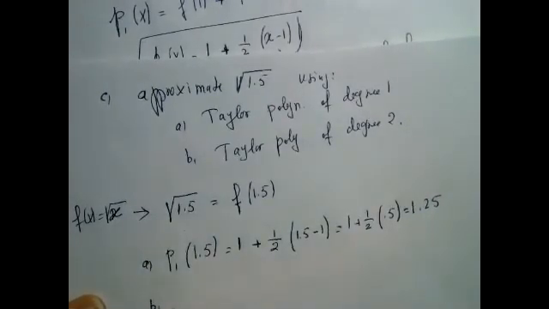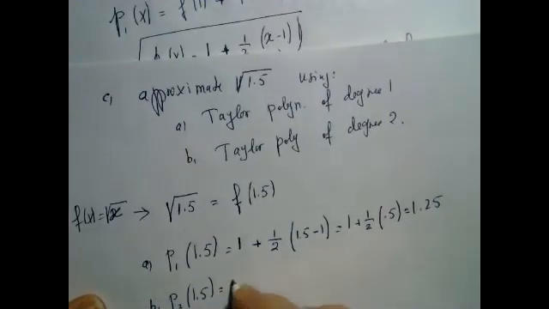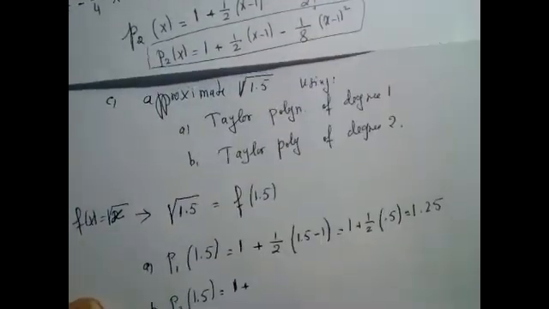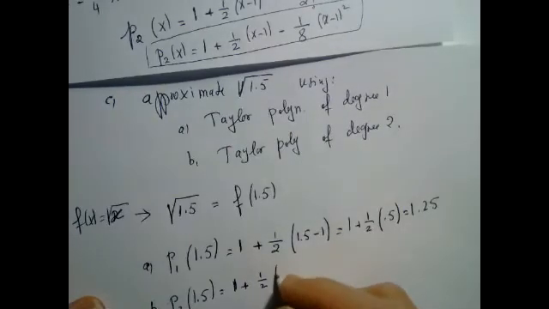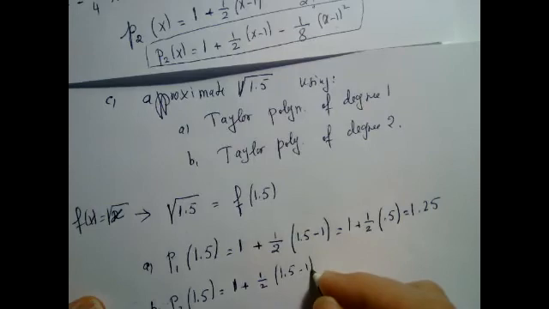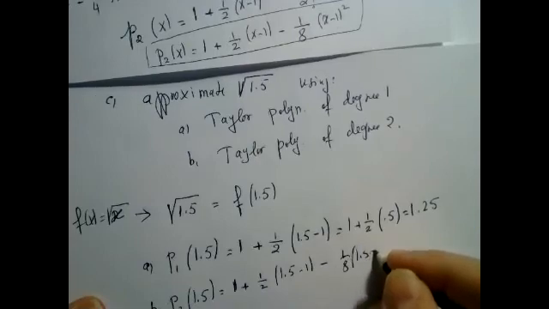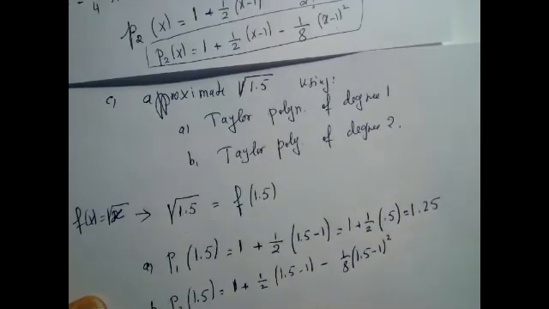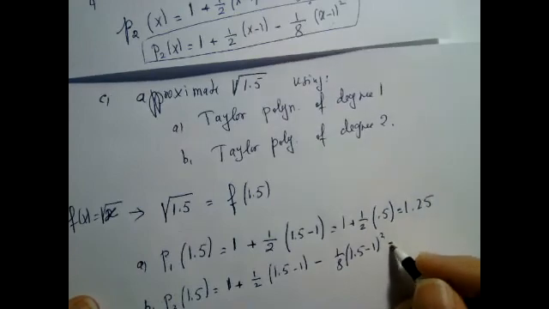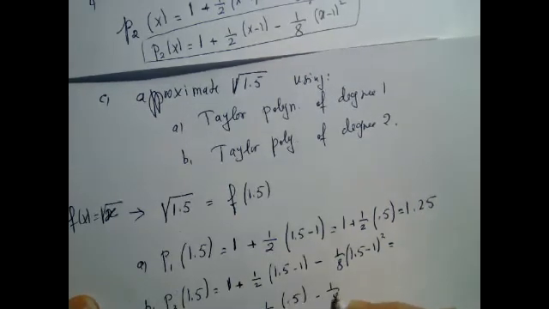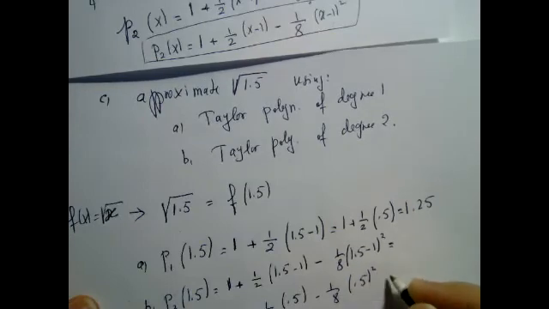Now, B, I'm going to use the second degree Taylor polynomial. This is going to give me 1 plus, so the second degree is right there, plus a half, 1.5 minus 1, minus 1 over 8, 1.5 minus 1 squared. So I plug in 1.5 for x. And now I do the math. So this would give me 1 plus a half times 0.5 minus 1 over 8 times 0.5 squared.